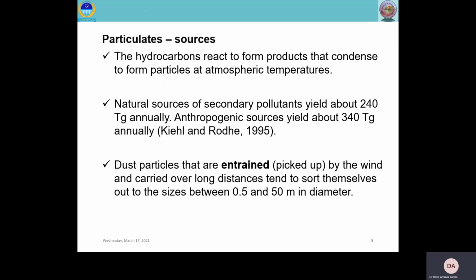When dust particles are picked up by the wind or the flowing air, they are segregated based on their size. Since I have told you that particulate matter can be of various sizes, their size depends upon their source. If the particulate matter is from dust particles, its size can vary between 0.5 to 50 micrometers.